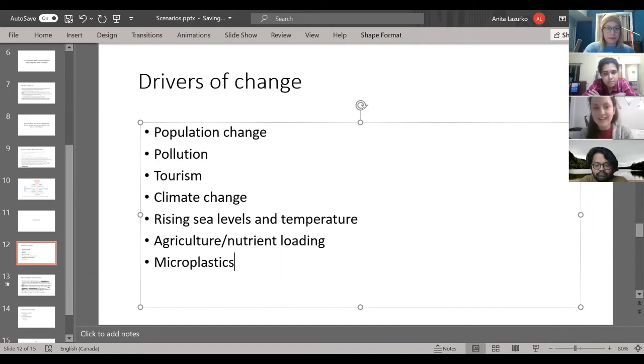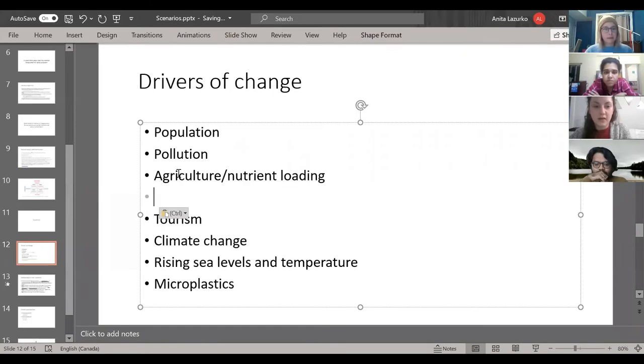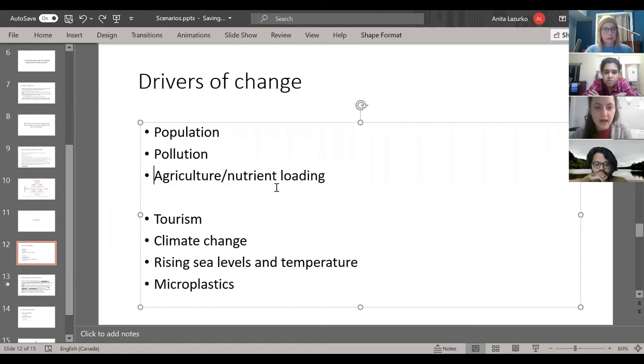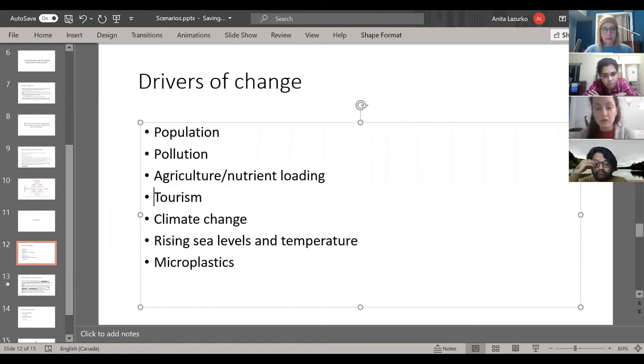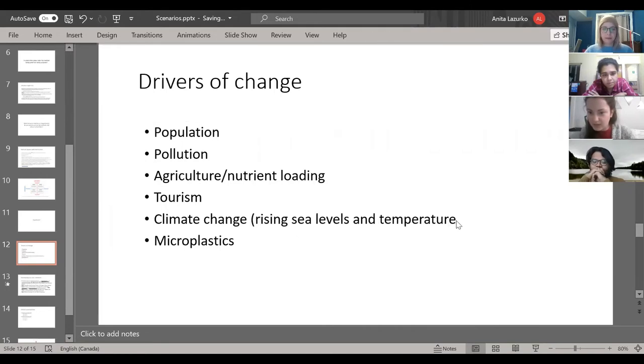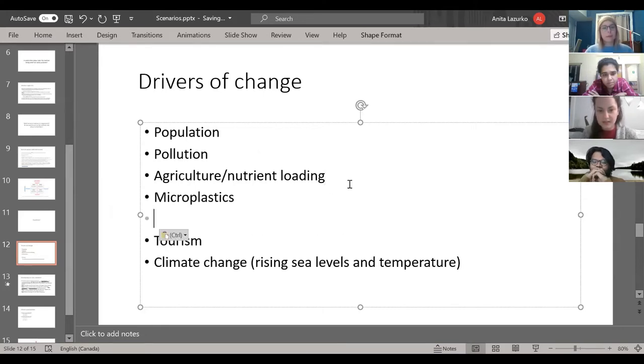Okay, well that's already a lot. Perfect. So I'm going to just stop there. Thank you so much, everyone. Yeah, that was quick. Okay, so we have population change, so I'm just going to say population. Pollution, I might loop that in with... actually, no, maybe not. Never mind, I take that back. Then agriculture and nutrient loading, level of tourism, climate change, which I might put in brackets as an elaboration of that, and microplastics, which could also probably be related to pollution, but not necessarily.